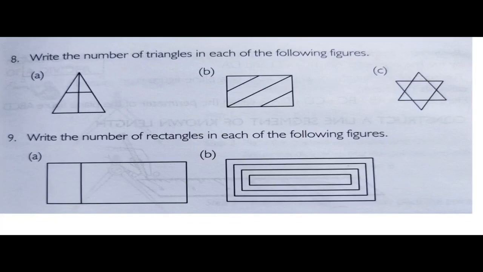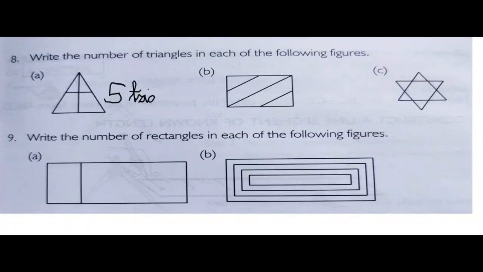So let us start counting in figure A. 1, 2. This side is 3, this side is 4, and there is one more outside triangle. So this one is 5 triangles. 1, 2, 3, 4 and the whole triangle, 5 triangles. So here you will write 5 triangles.